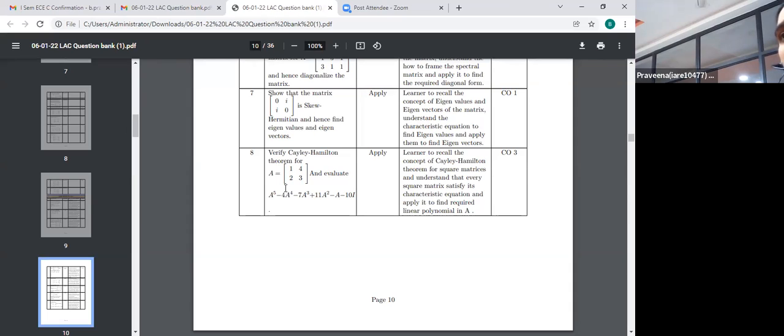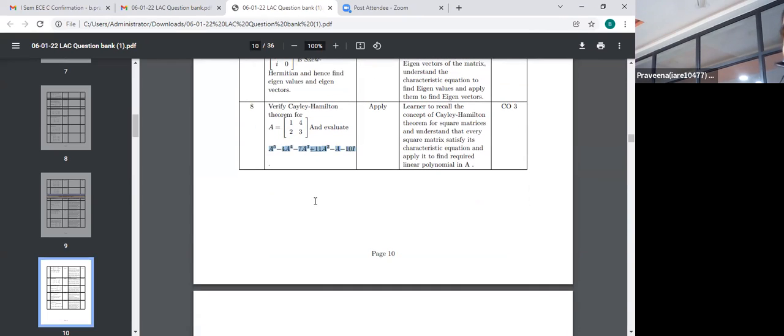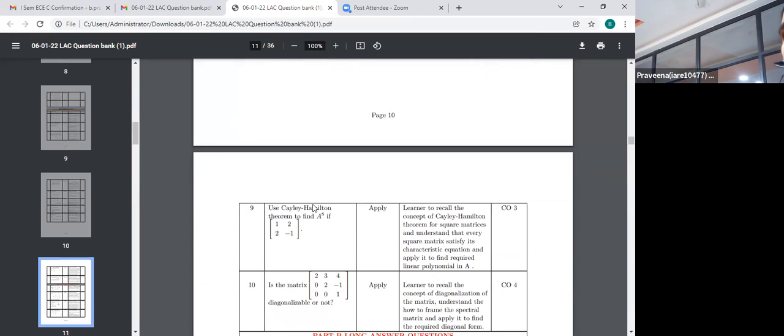Here the question asks for verification for the 2 by 2 matrix. After that, evaluate the given polynomial. It is not linear, just evaluate the given polynomial. Since A is given, definitely we get that. From the polynomial we get one matrix. That is the 8th question.